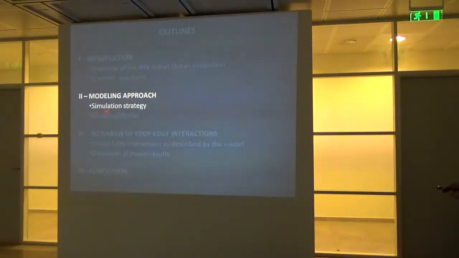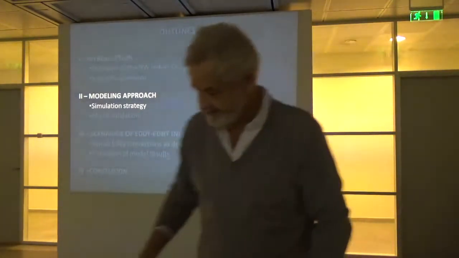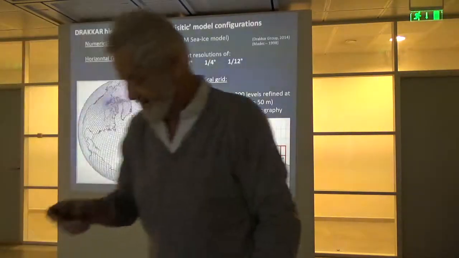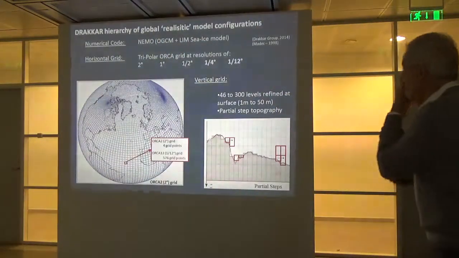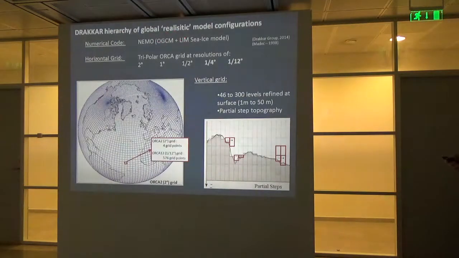So the modeling approach, I'll start with the simulation strategy. The simulation strategy is the following. We have a hierarchy of global models which I presented 2 years ago, which is the Drakkar hierarchy of models. Those are global models based on the same code, which is an ocean general circulation model plus a sea ice model, but the sea ice we don't really care about in the Southern Ocean. And we have models at resolution 2 degree, 1 degree, half degree, quarter degree, 1/12 degree.